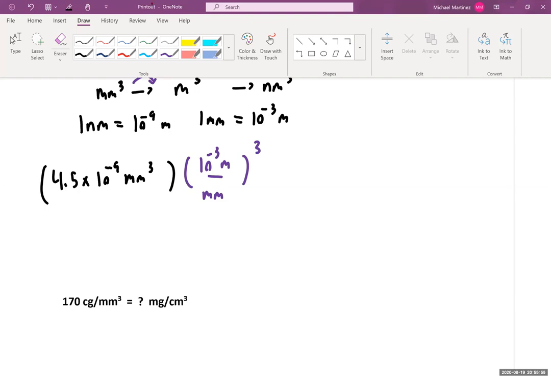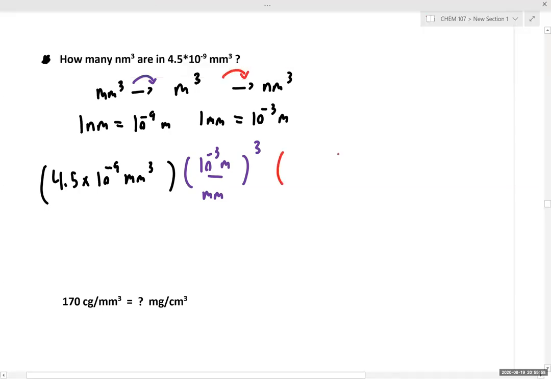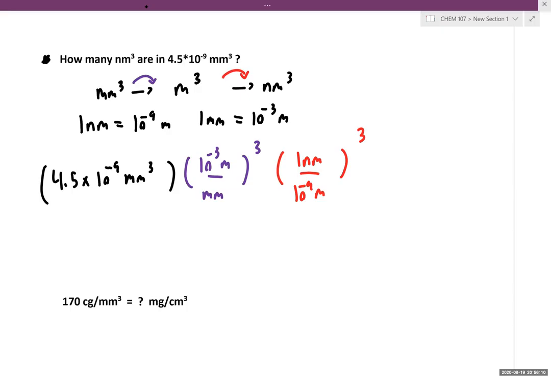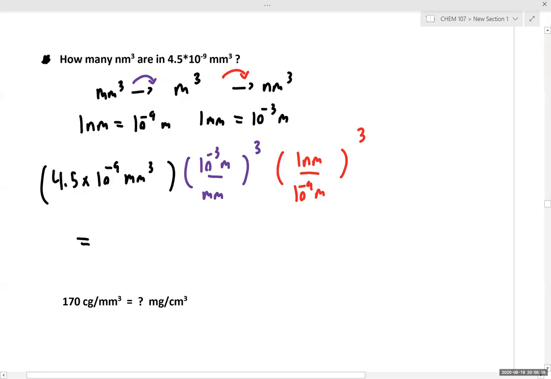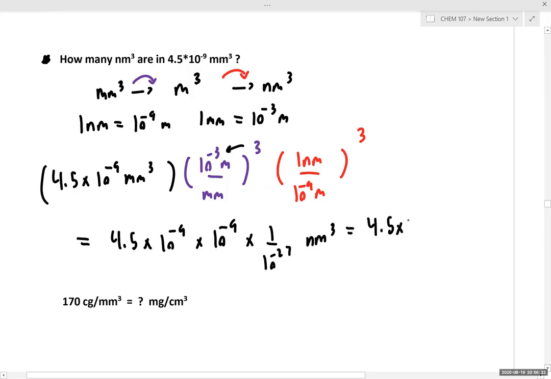For our next step, we're going from meter cubed to nanometer cubed. So we need nanometers on top. So we have 1 nanometer per 10 to the negative ninth meter. And again, we cube our conversion factor. So if you punch this into your calculator, you'll in turn get 4.5 times 10 to the negative ninth times 10 to the negative ninth times 1 over 10 to the negative 27th nanometer cubed, which in turn gives us 4.5 times 10 to the ninth nanometer cubed.